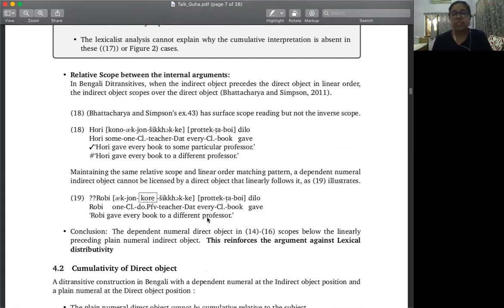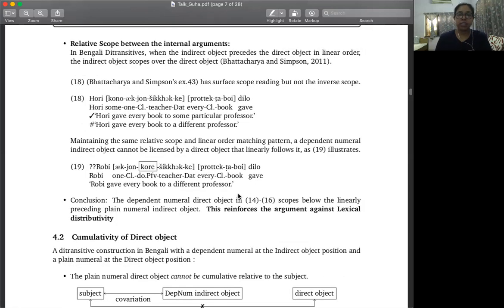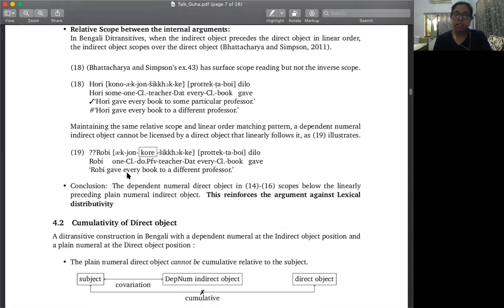Okay. Maintaining the same relative scope and linear order matching pattern, a dependent numeral indirect object cannot be licensed by a plain numeral direct object that linearly follows it, as 19 illustrates, which is odd. "Robi ekjon kore shikhokke prottekta boi dilo" is odd. Robi gave every book to a different professor. That interpretation is not accessible very smoothly in 19.